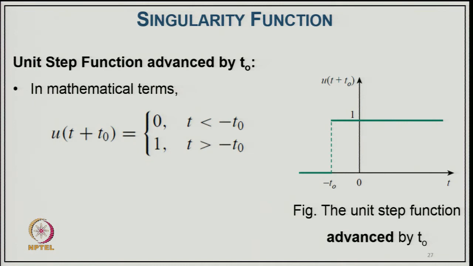Well, the unit step can be advanced also by t0, as you can see from 0 period it can be advanced to minus t0, and this in mathematical terms it can be explained as u(t plus t0) equal to 0 for t less than minus t0 and 1 for t greater than minus t0.